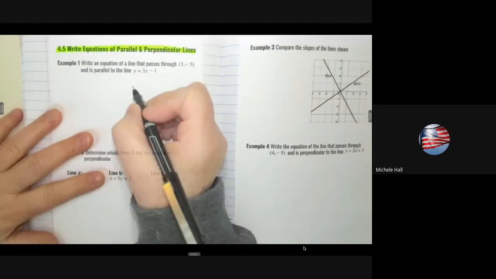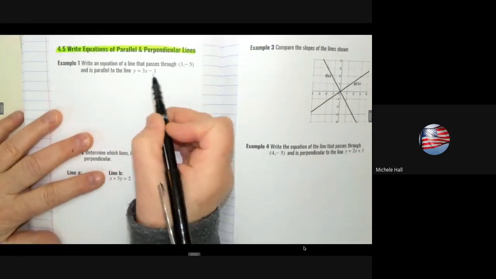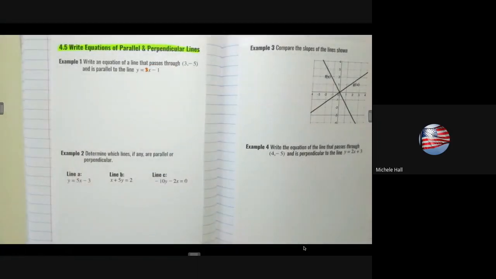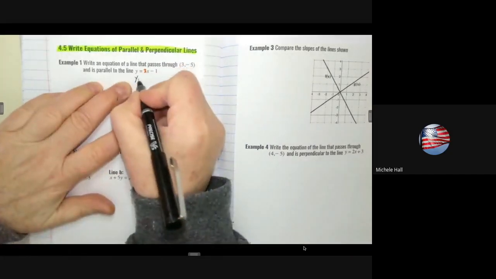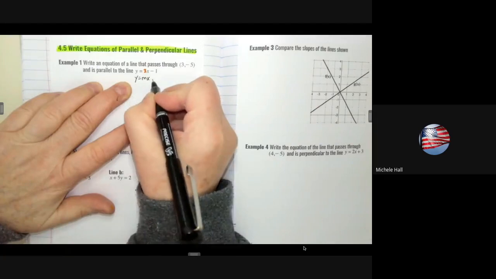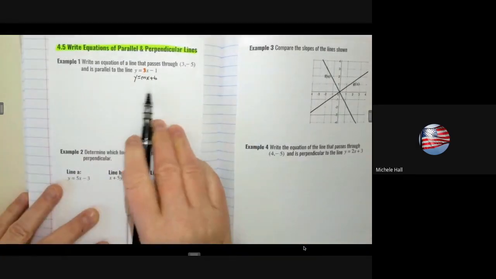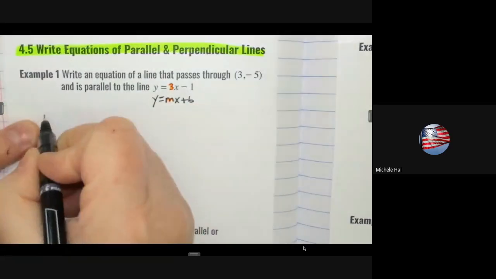All right, what is the slope of this line? Where do I find the slope? It's in front of the x. Can I see it in this form? y = 3x - 1. That would be y = mx + b. Yes, I can see the slope when it's in this form. My slope is 3.